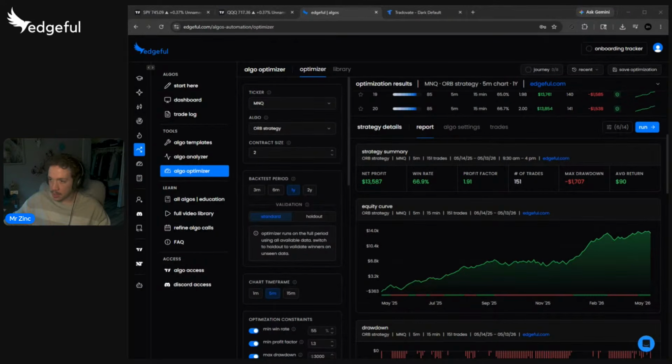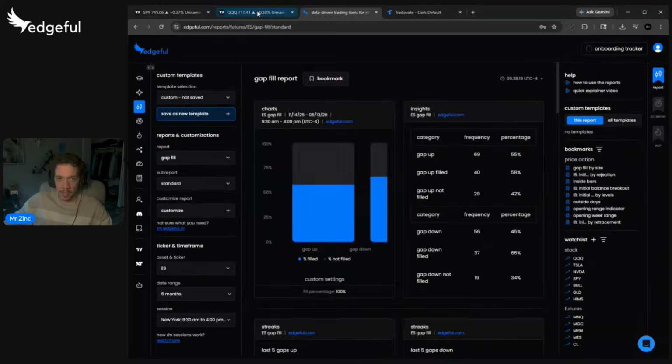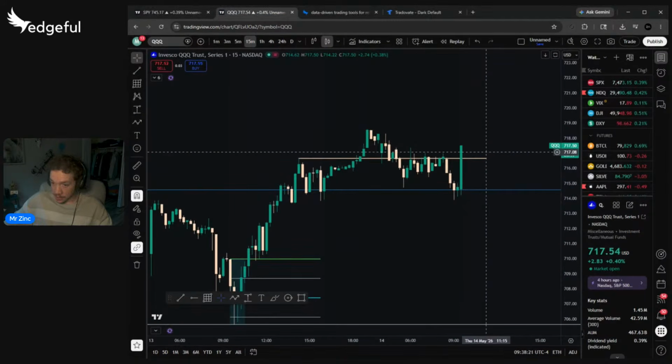Most prop firms don't allow you to trade algos on them because they want you to make the human errors. Algos are a lot better. Anyway, going back to the chart now.